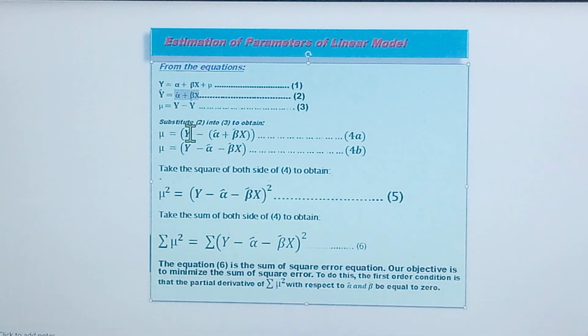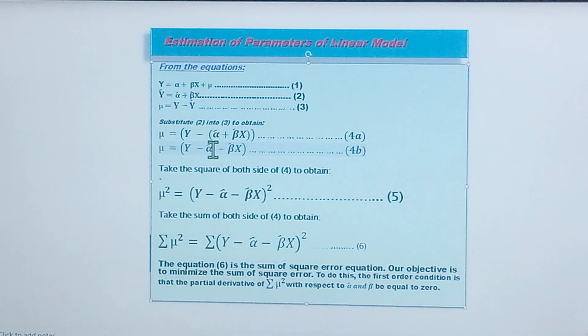So this one means y minus all this, which represents y cap. What you have here all represents y cap. So this is like saying y minus y cap. We are now bringing in here the value of y cap, which we already have in equation 2. So that's what we have in equation 4a.